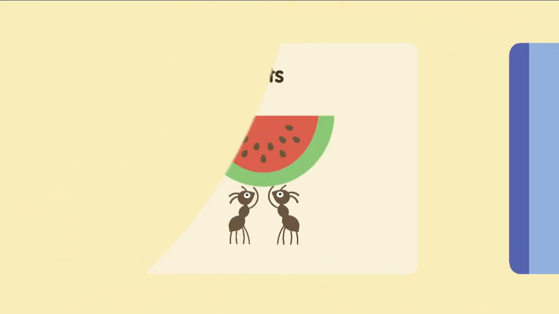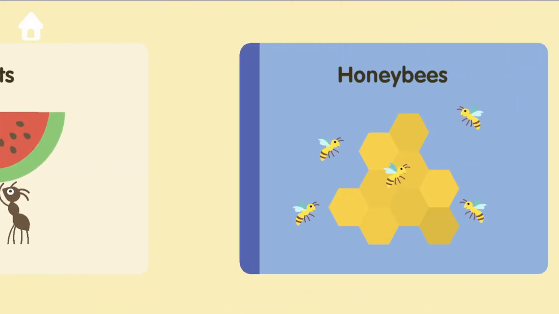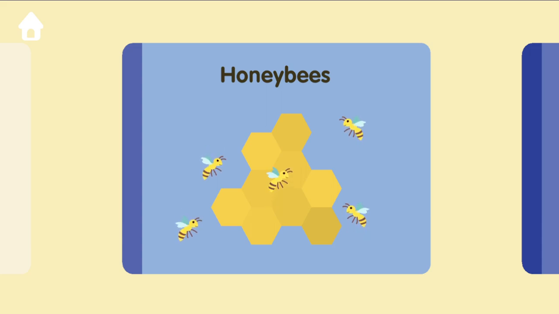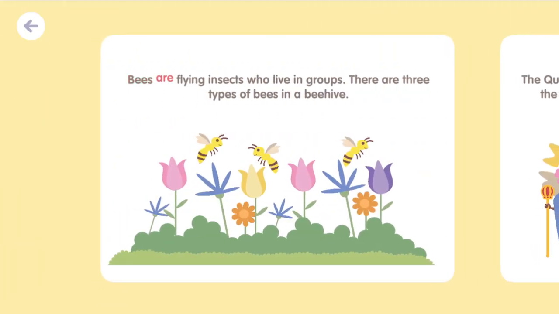Ants are very... Honeybees. Bees are flying insects who live in groups. There are three types of bees in a beehive.